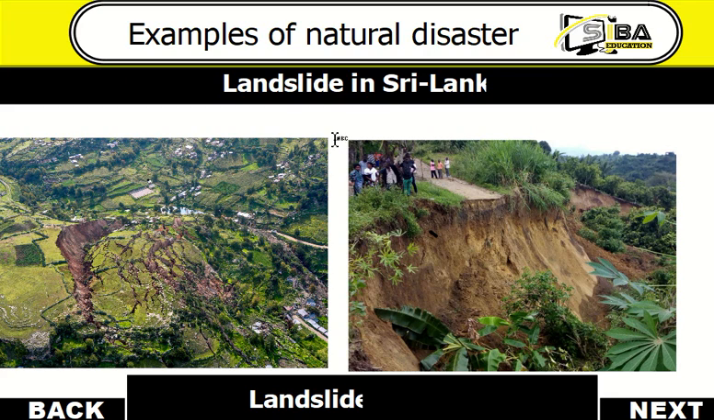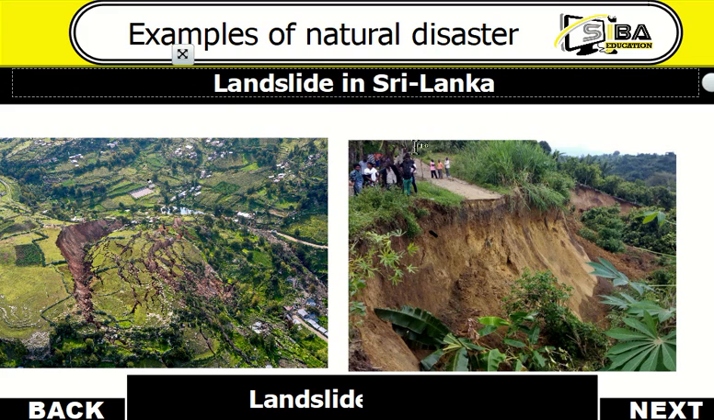And then we have another example here called landslide. A landslide happens as a result of movement of rock or earth down a slope section of land. Now if you take a look at the picture we have here, you see that the section of the land is a slope. And then you see the section of the land has moved just like that. And when it happens, it causes great destruction. This happened in Sri Lanka. It's another example of a natural disaster.